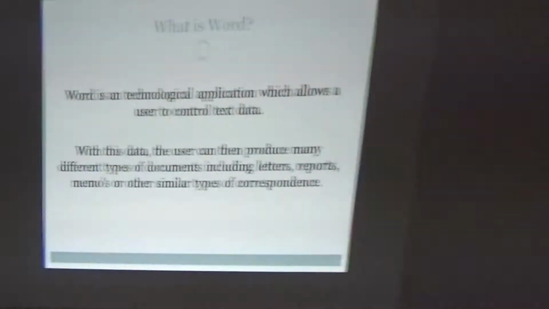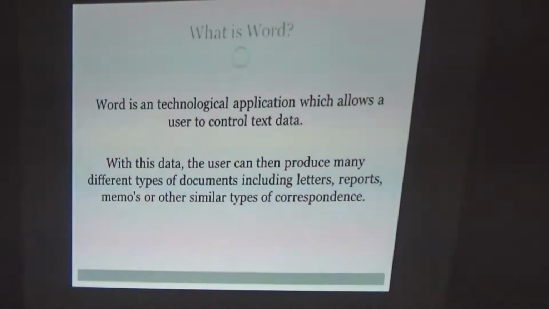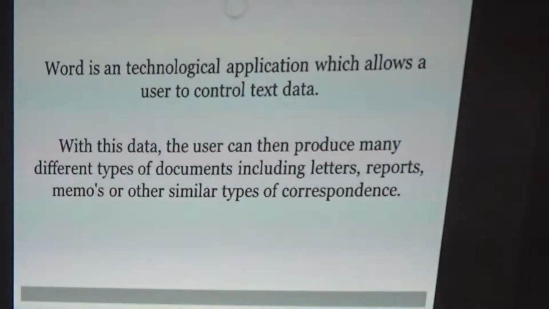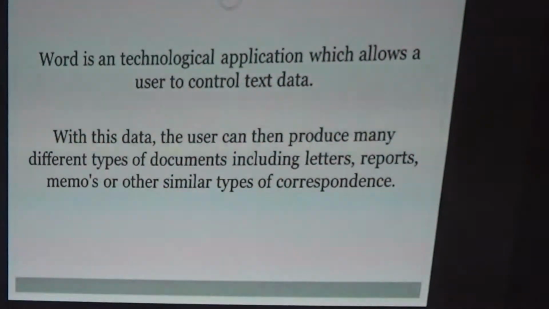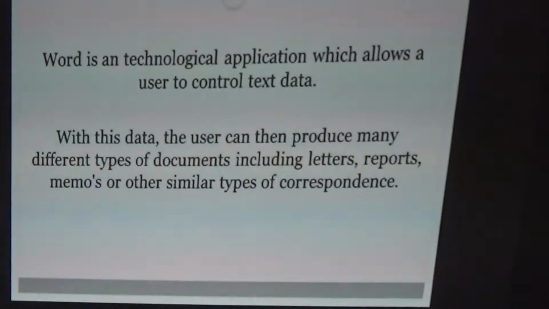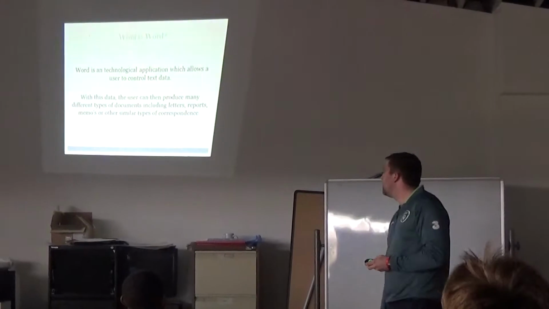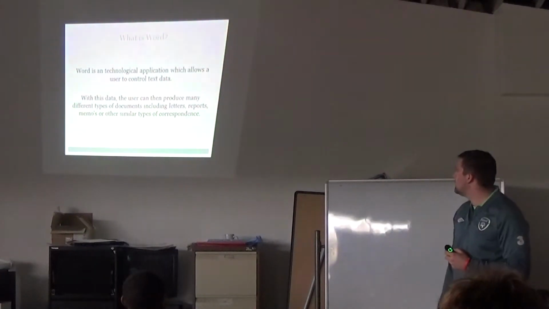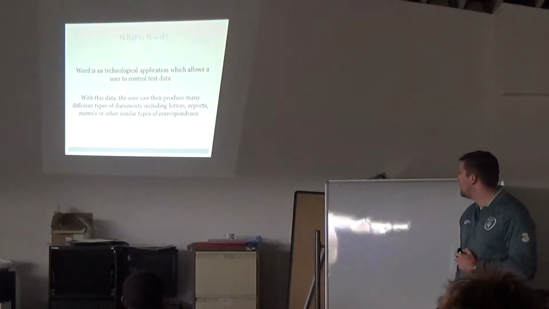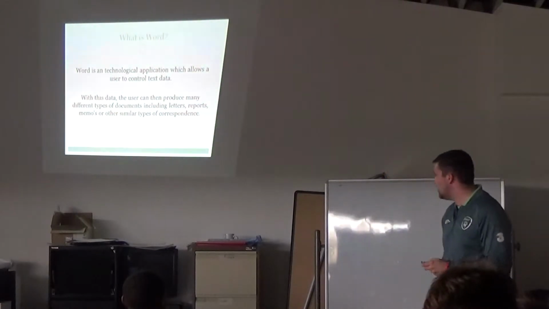So just starting off, what is Microsoft Word? Does anyone know? No? So look, as it says there, it's a technological application which allows the user to control text data. So basically, it lets you do what you do with a pen and paper, but on the screen on the computer. Alright? Really simple. With this data, the user can then produce many different types of documents, including letters, reports, memos, and other similar types of correspondence. Alright? So basically, you can do anything you want. Really good, really simple to use.